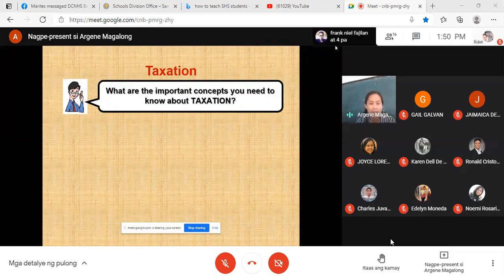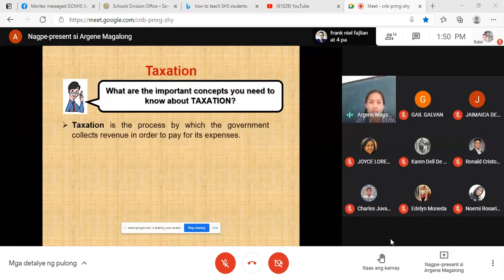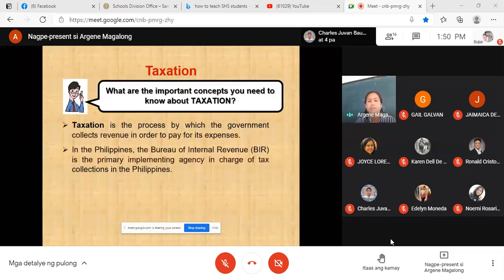Okay, so ano nga ba ang taxation? So pag sinabi natin taxation, it is the process in which the government collects revenue in order to pay for its expenses. So, sa Philippines, ang BIR or Bureau of Internal Revenue, siya yung primary agency na nag-implement sa pag-collect ng mga taxes sa Philippines. So, bakit nga ba kailangan na ma-deduct yung tax sa atin? Ano ba ang gagawin ng government doon sa mga tax na dinideduct sa atin? Actually, yung mga taxes natin, it helps the government to fund their projects para sa economic development ng ating bansa. And ito rin yung lifeblood ng government.